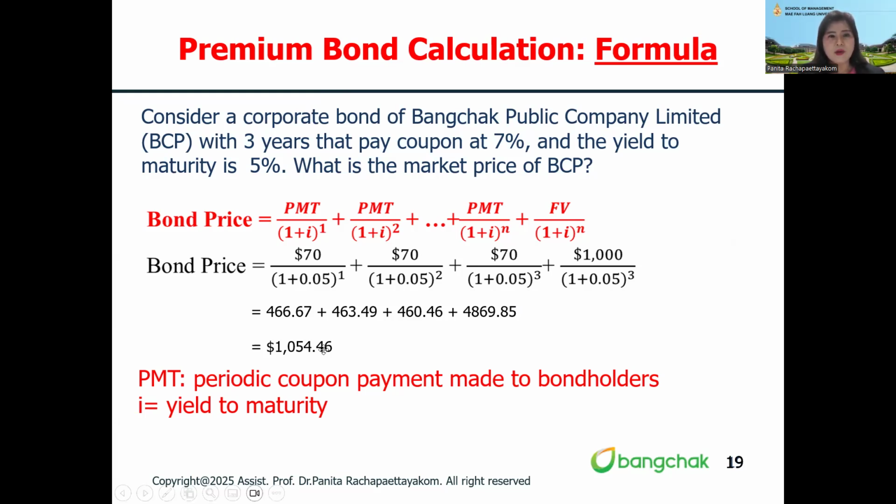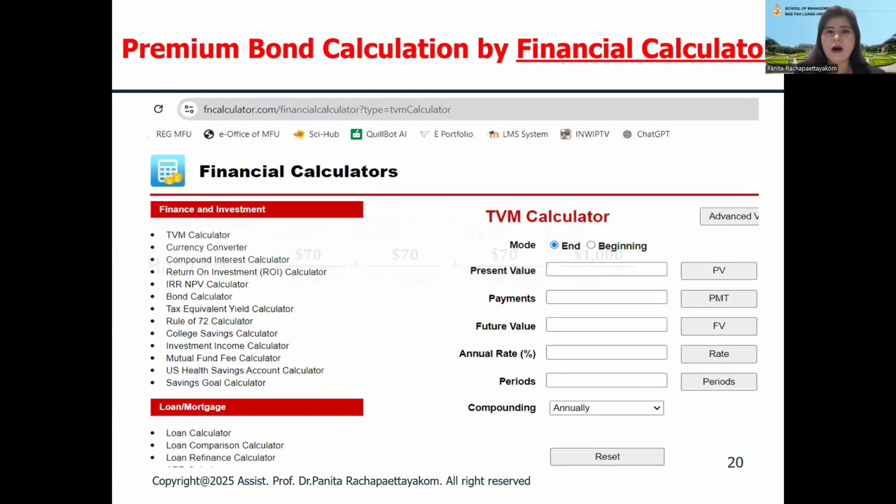So I calculated for you, and it should be 1,054 baht. Please notice that 1,054 baht is greater than 1,000. So here we call this kind of bond a premium bond. So you have the idea how to calculate the bond price by formula. But as well, I give you the tool as well.